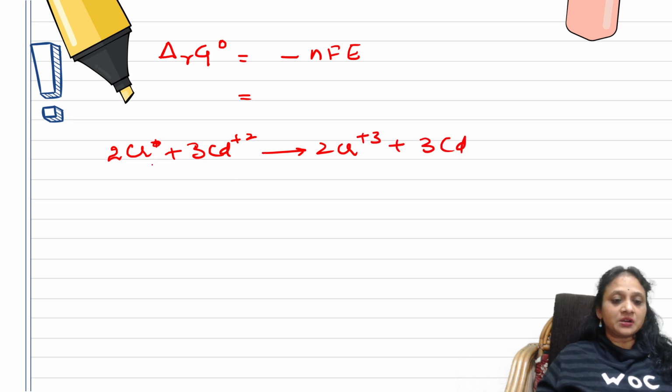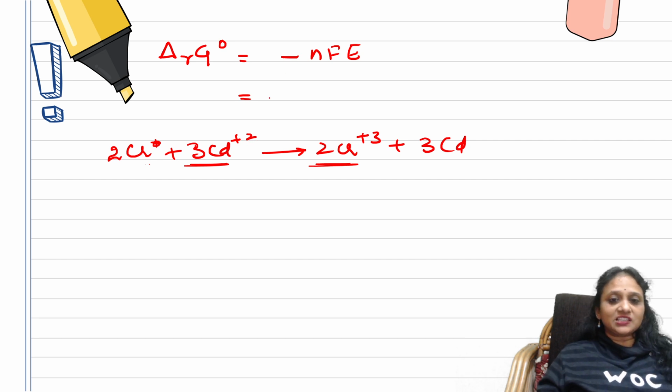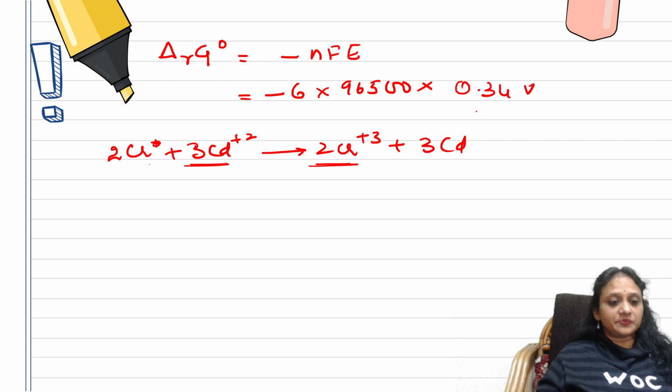Now check, students. 3 twos are 6, so how many electrons got transacted? 6 electrons. Correct, no, students? 1 cadmium plus 2, 3 cadmium, 6 electrons. So here n is nothing but 6. 1 Faraday is 96,500 into electrode potential. How much did I get? Just now, 0.34 volts.